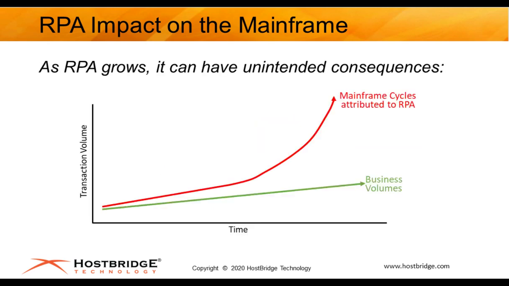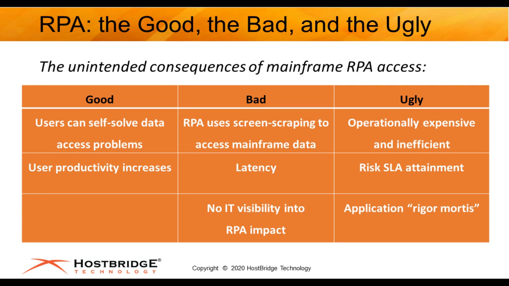customer. In fact, that particular customer case study started out with a phone call, saying, we would really like for you to take a look at what's going on on the inside of our CICS application environment. Our business volume is going up, but as our business volume goes up, our transaction volume is going up asymmetrically, as well as the mainframe cycles devoted to that particular business volume. And in fact, that's one of the unintended consequences that RPA can have on your mainframe.